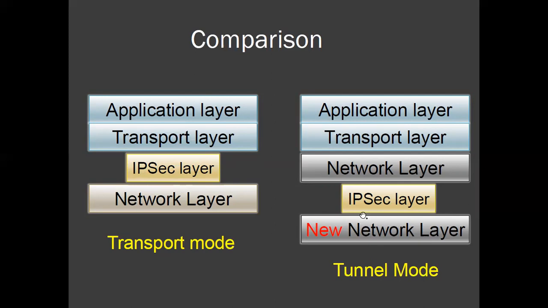Whereas in tunnel mode, the IPsec layer is after the network layer, and after providing this IPsec security we have a new network layer. Why do we call it a new network layer? Because we are adding a new IP header here again. So in tunnel mode, we have an IPsec layer in between the IP layers.